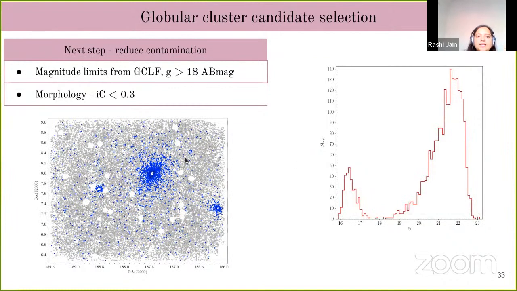And then we reject anything that has an IC larger than 0.3. So we reject the extended objects as well. And here we can see how neatly this separates globular clusters from everything else. So the gray dots are the initial sample that we selected. And after rejection, what is left behind is the blue, which is clustered around the major galaxies in the field. So here's M49, and then there are two other big galaxies.